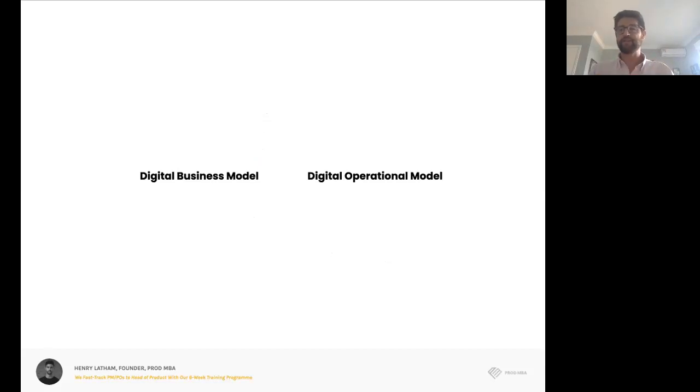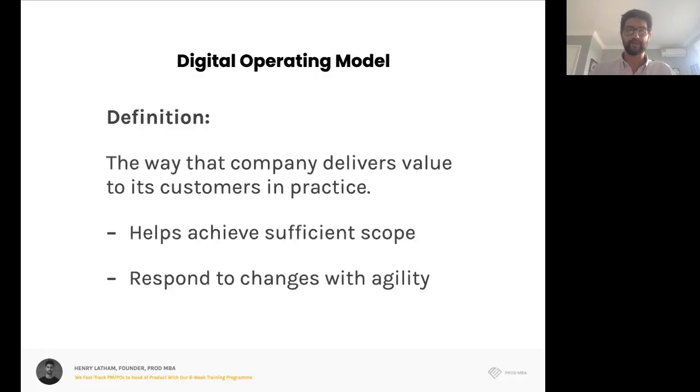And this is really achieved by rethinking 2 key elements of any company: the digital business model and the digital operating model. Sorry, correct that wording there. If we have these 2 things, we can then apply an effective strategy with our product, with our portfolio of products, with our organization as well. But firstly, what is a digital operating model?